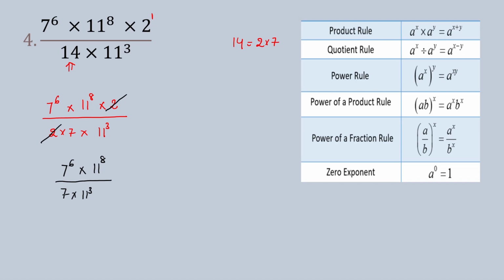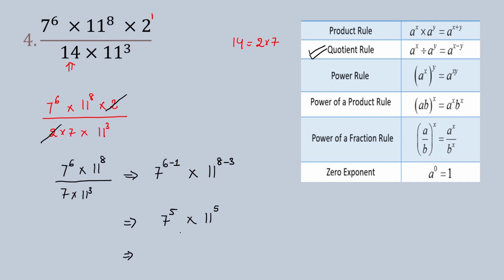Now check numerator and denominator. Bases are same. There is a division operation. We can apply law number 2, which says subtract the exponent. So I am doing it simultaneously for 7 and 11. 6 minus 1 into 11, 8 minus 3, always numerator exponent minus denominator exponent. This will give you 7 raised to the power 5 into 11 raised to the power 5.